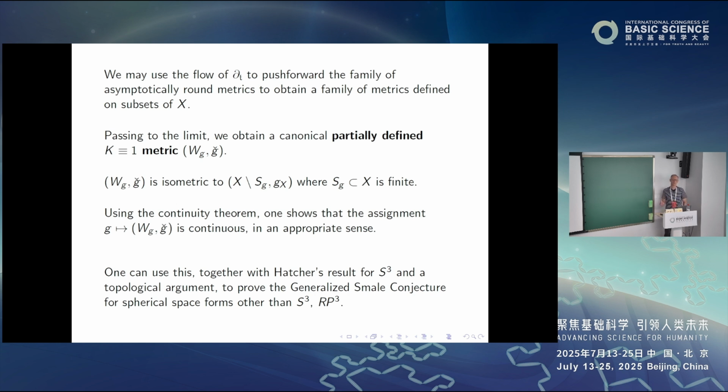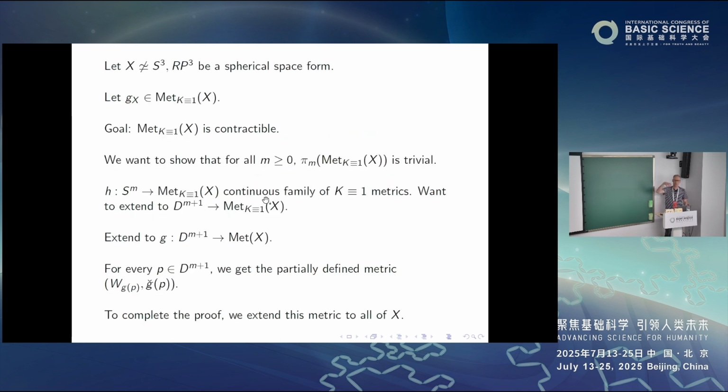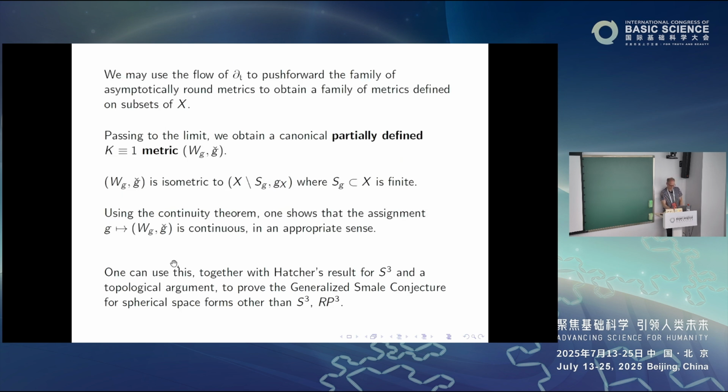There's some bad news. Nobody said that the image of that diffeomorphism is the whole initial manifold. So what you get is a metric with curvature 1. It's canonical, but it's only defined on some open subset, okay? And this is actually isometric to the standard metric on X with finitely many punctures, okay? And you get some appropriate continuous dependence of this structure on the metric G, okay?